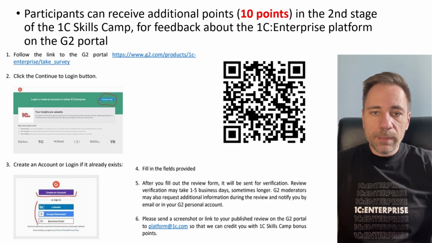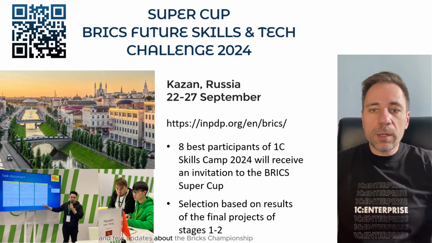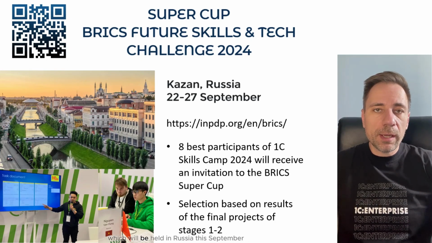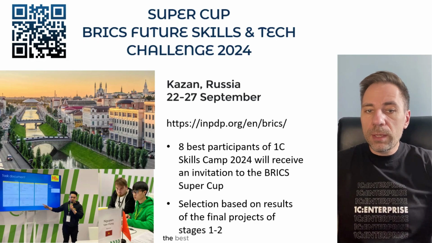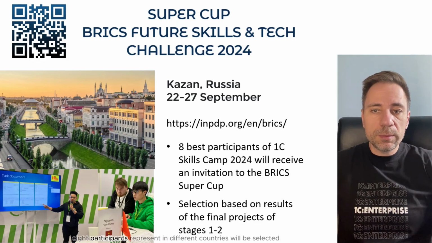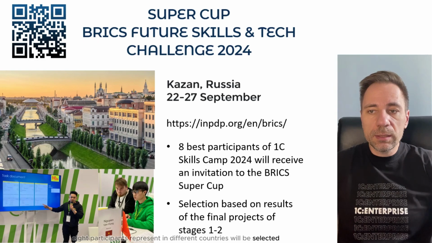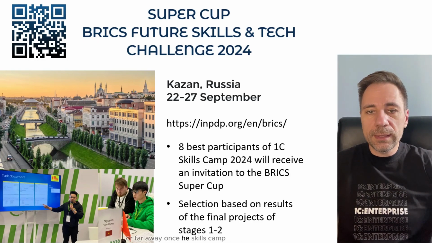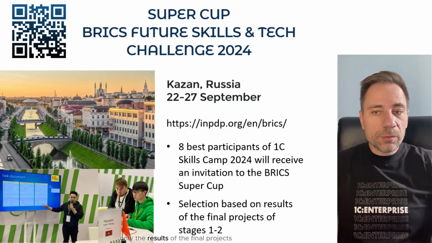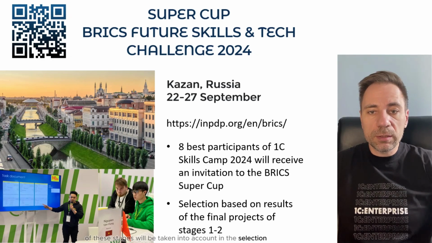And a few updates about the BRICS Championship, which will be held in Russia this September. The dates for the Super Cup have been confirmed, September 22-27. The best 8 participants representing different countries will be selected based on the results of the first and second stages of our 1C Skills Camp. Only the results of the final projects of these stages will be taken into account in the selection, so everyone has a chance.